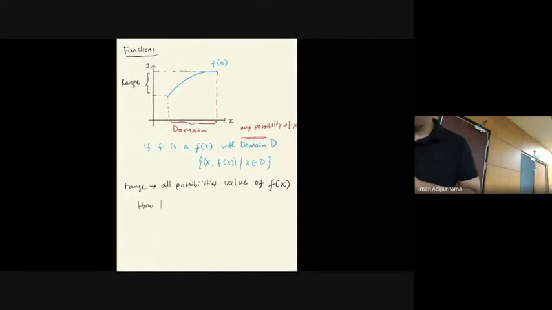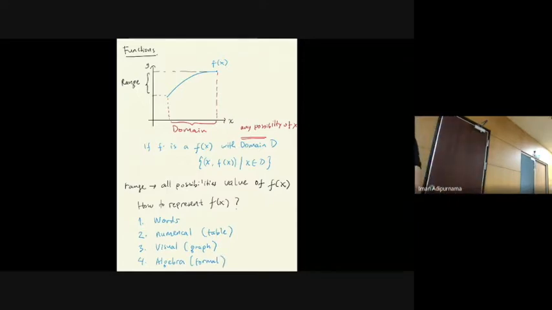How to represent functions? First, you can do it by words, like usually in textbooks, there are a lot of theorems. If blah blah blah, only if blah blah blah. Maybe you have heard it before. I don't really like to memorize that, but that is words. Second, numerical. Usually it has a table: you have x, f of x, and the numbers. You can also represent functions that way. Third, you have a visual, which is the graph. And the algebra, which is the formal definition with mathematical symbol notations.